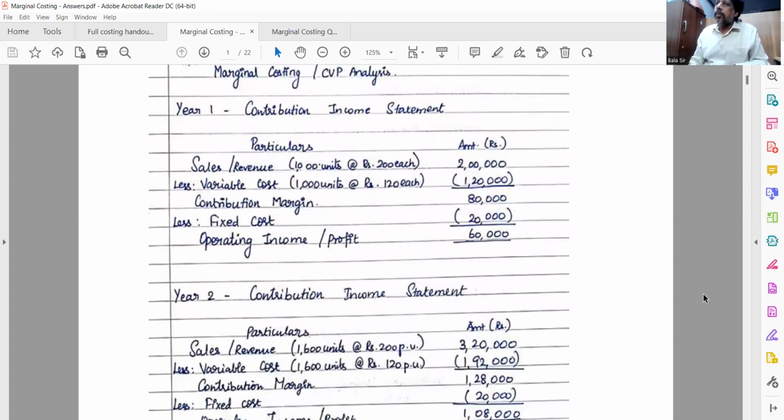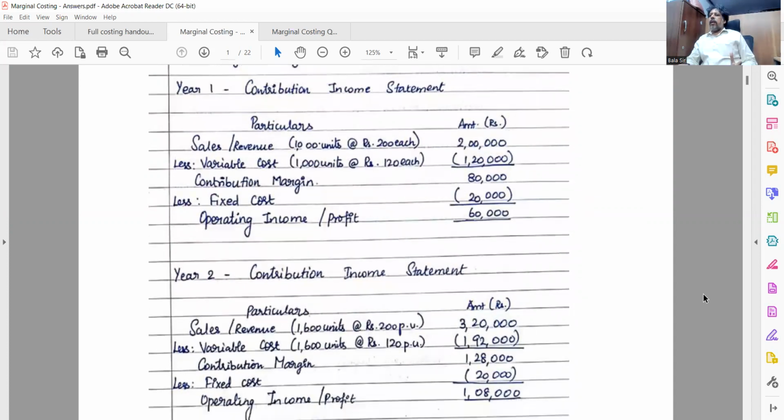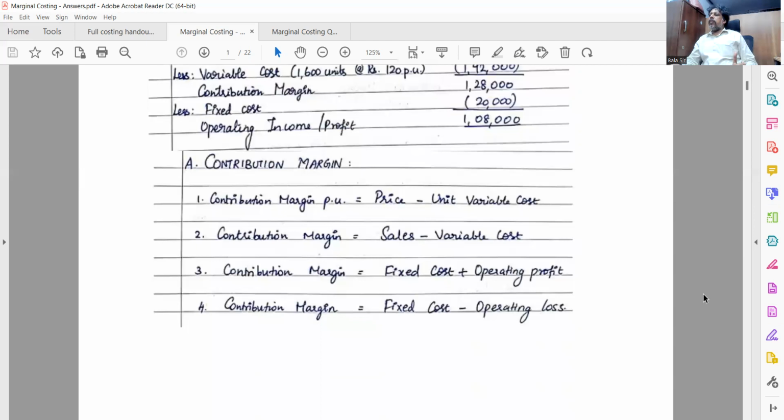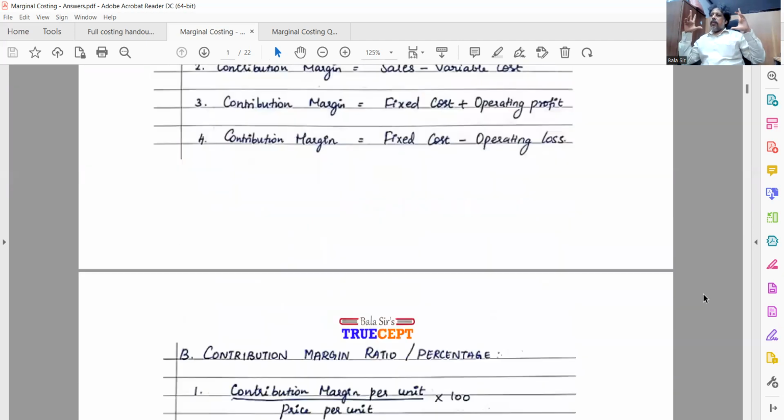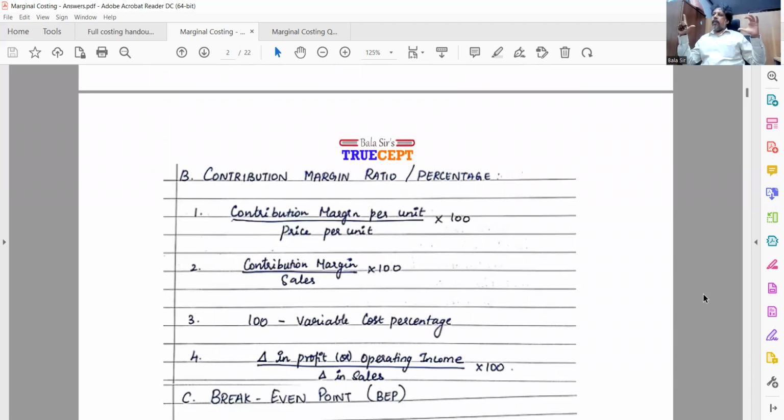1,28,000. What is the change? Same, 48,000. So how's the change in profit and change in contribution? Both are 48,000. Why? Fixed cost. Exactly. The fixed cost remains fixed. It's as simple as that. Therefore, the change in profit is driven by change in contribution.